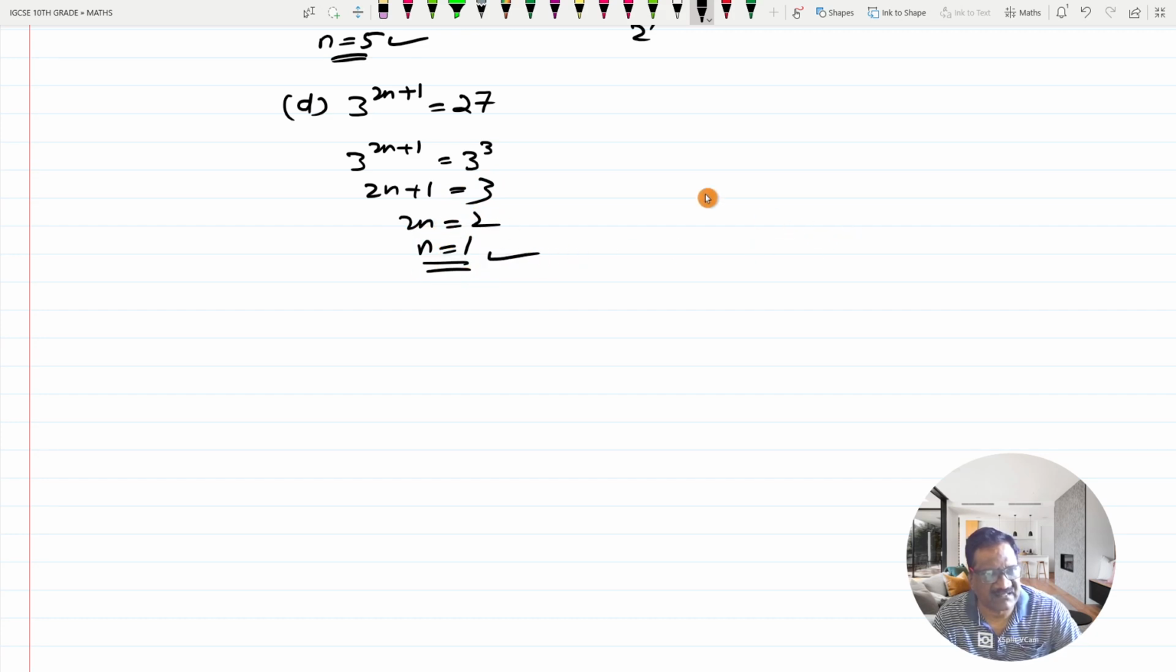That's my answer. Okay. Don't forget to write the reason over here, because a raised to m is equal to a raised to n implies m is equal to n. This reason you should always write down. Okay.